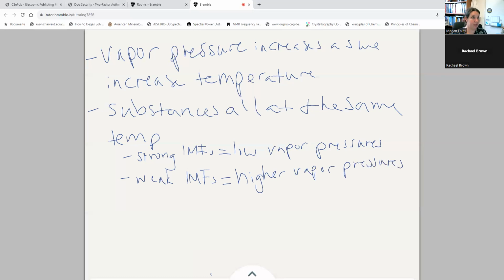So water, for instance, is going to have pretty low vapor pressure. It's not considered what we think of as a volatile substance, a substance that easily goes into the vapor phase, because of those strong intermolecular forces. But something like acetone, which is the main component in nail polish remover, has weaker intermolecular forces. And as a result, it's going to have a greater vapor pressure. Perfumes are another good example of substances that usually have pretty high vapor pressures because they have weaker intermolecular forces.